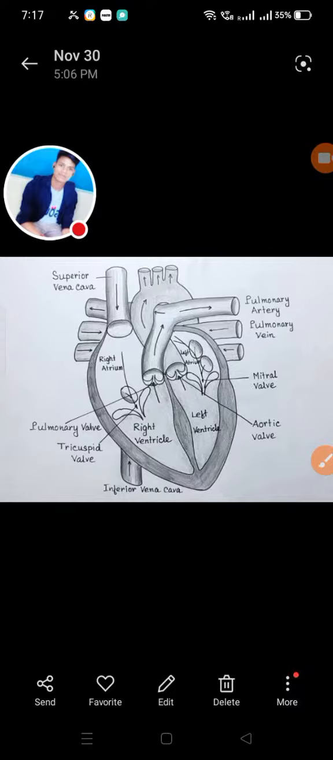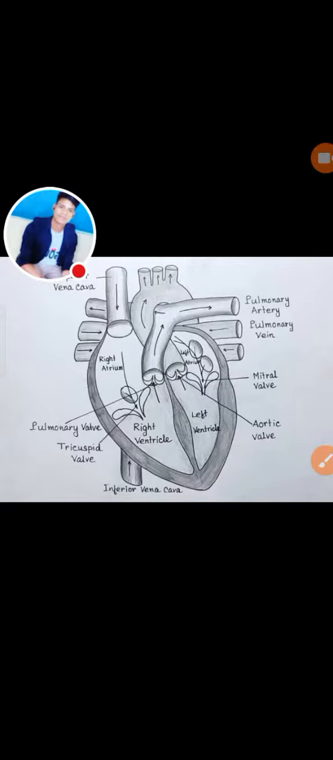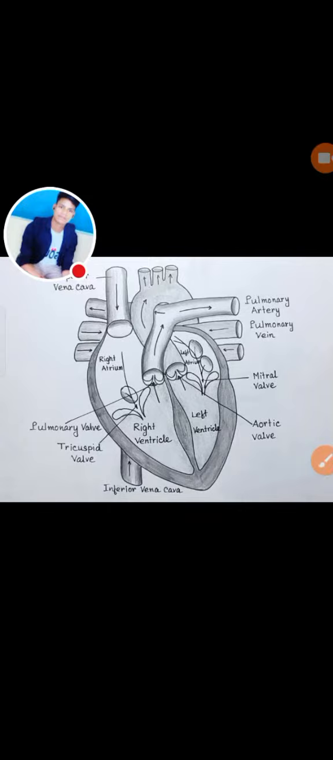So just remember two simple things. Arteries always carry the oxygenated blood, and veins always carry the deoxygenated blood. These two you understand? So this clarification is done. One more question will come, and I will try to explain it next.